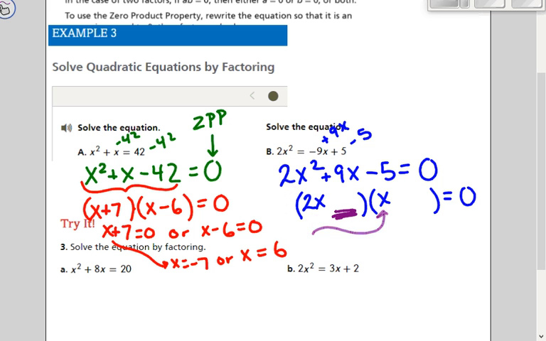Then I'm missing a factor here and a factor here that multiplies to make negative 5. So we have some options, right? We can have a negative 5 and a positive 1. We could have a negative 1 and a positive 5. The 5 could be over here, and the negative 1 could be there. So we have some trial and error to do.